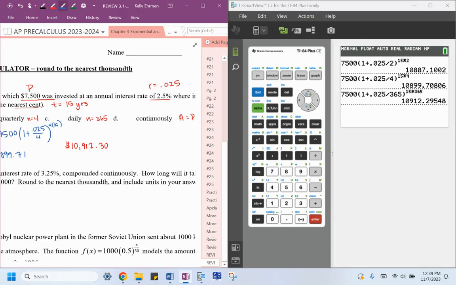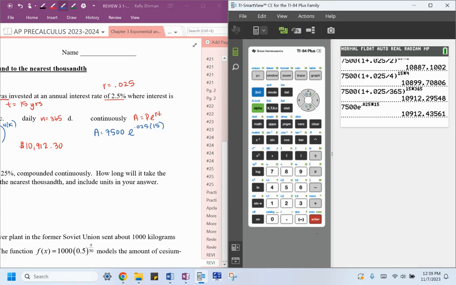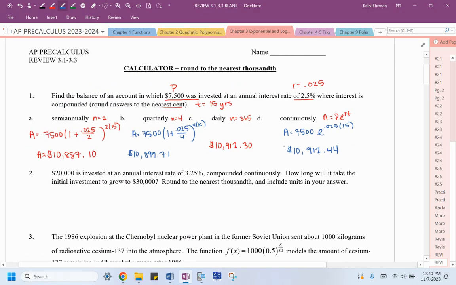And continuously, there's no n here, so this is 7,500 times e to the 0.025 t, which is 15. So 7,500 e to the 0.025 times 15. So we get 10,912.44. All right. For the next problem, let me just box these in here.